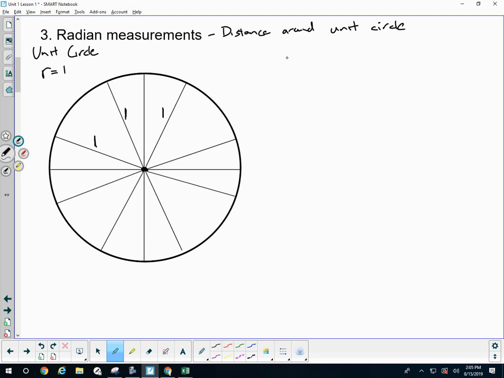Now, if radians are distances around the unit circle, we have talked about distances around circles before. There is a term that we used in past math classes that talks about a distance or a perimeter around a circle. Discuss with your neighbors.